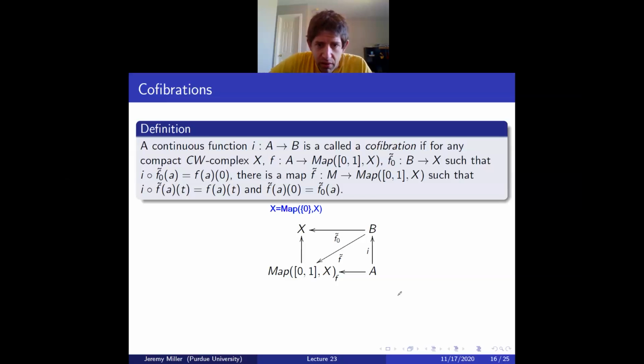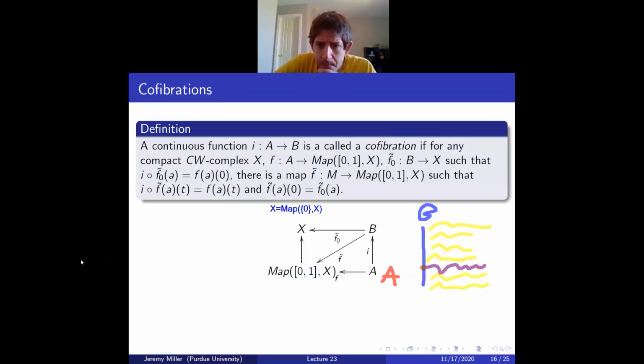I don't know if I can draw a picture of it. So if you think this is a picture of B, and then I guess red is A, then for each point in A, you get some sort of path in X, and for each point in B, you get a point in X, and then it's saying we can extend to, for each point in B, getting a path.